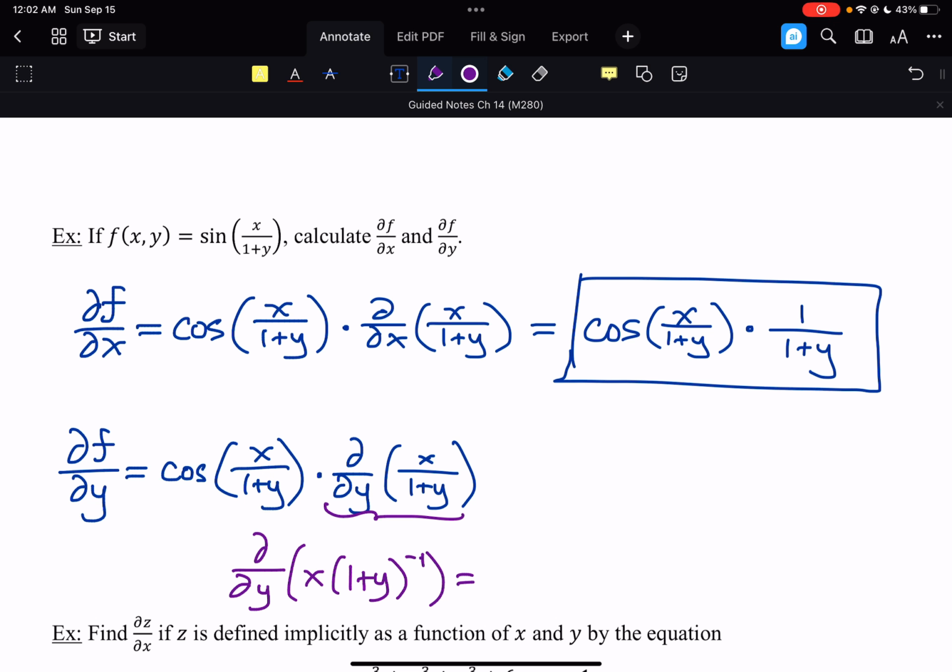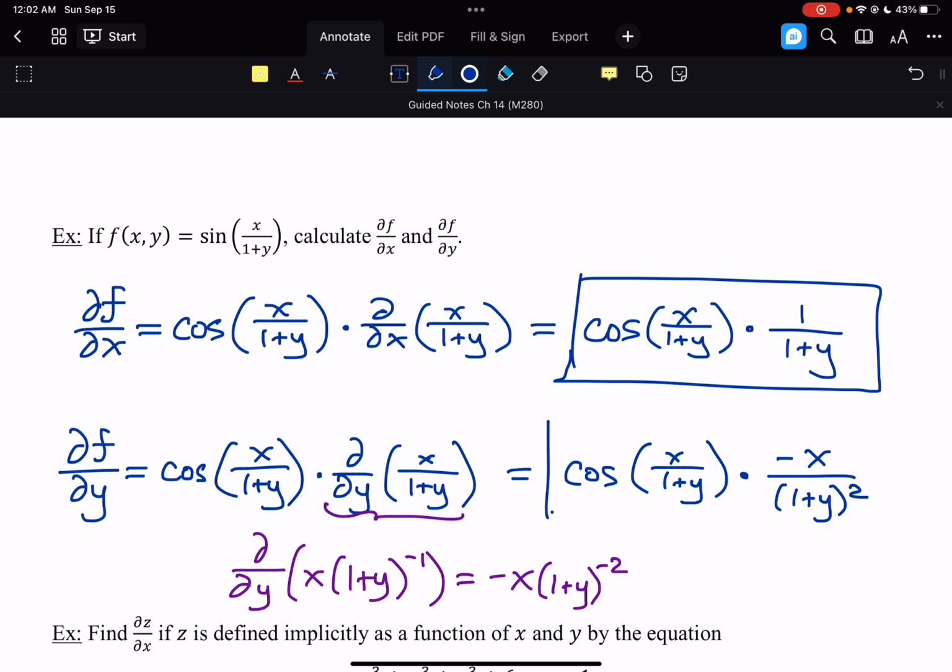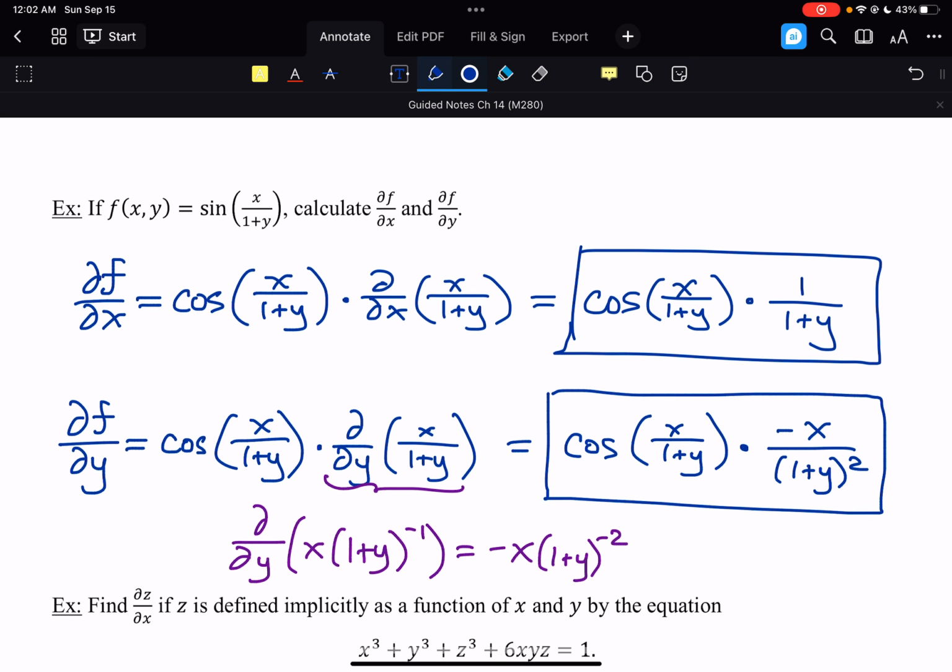All right, so make a negative 1 power, and now do the power rule. So that's negative x times (1 plus y) to the negative 2. And then when we move that back down, that'll give us our final form of this. So that's going to be negative x over (1 plus y) squared. And that would be our partial derivative.